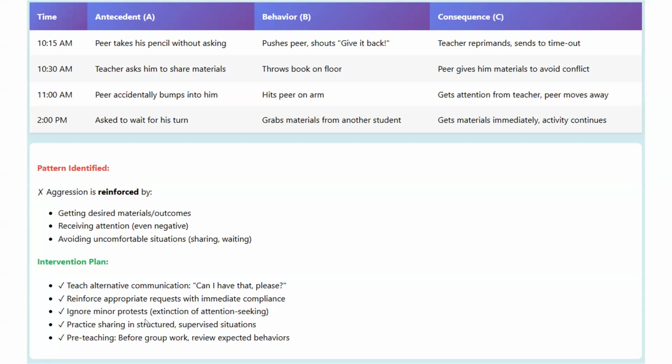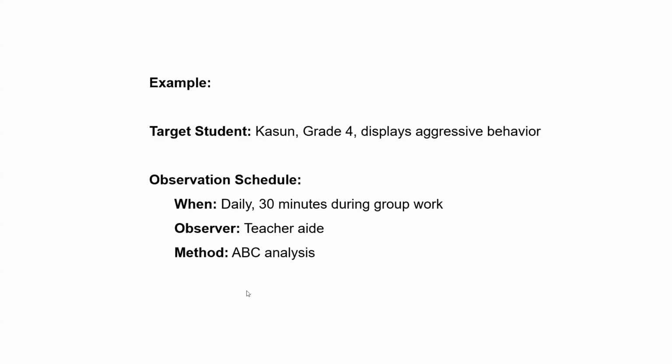Ignore minor protest. Practice sharing in structured, supervised situations. Pre-teaching before group work, review expected behavior. Like that, we have to train the student.